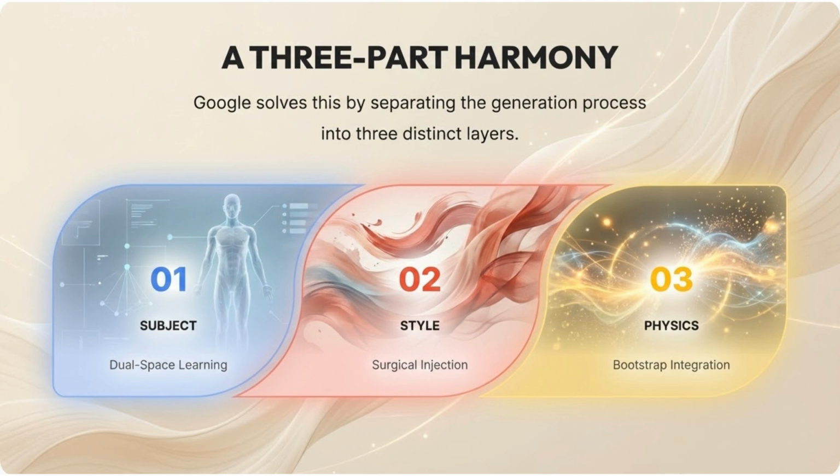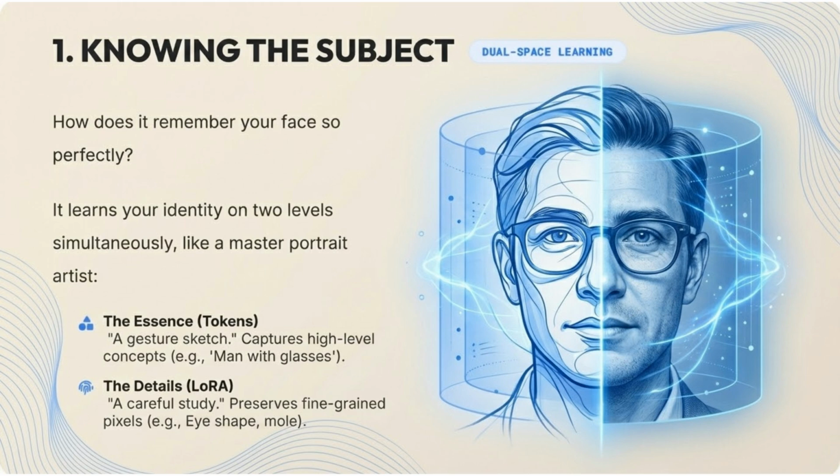The answer lies in separating the process into 3 distinct layers. First, subject, learning the identity of what you're inserting. Second, style, extracting the visual style of the target image. Third, physics, integrating light, shadow, and reflections realistically. These 3 components work independently, yet merge seamlessly. That's the key. The first part, dual space learning.